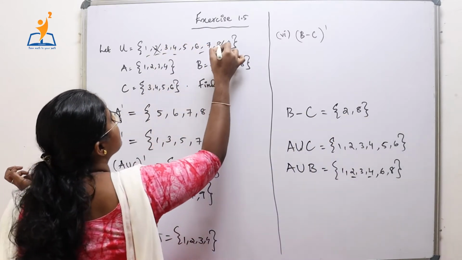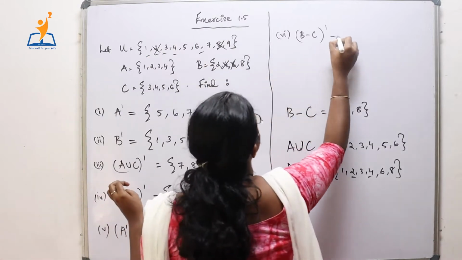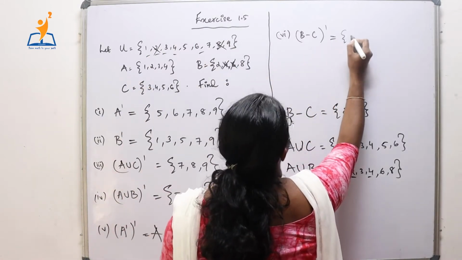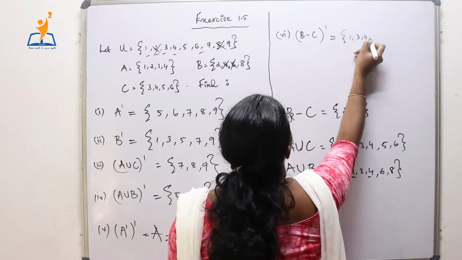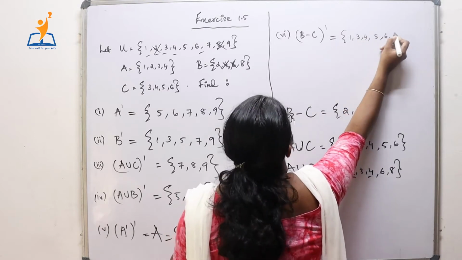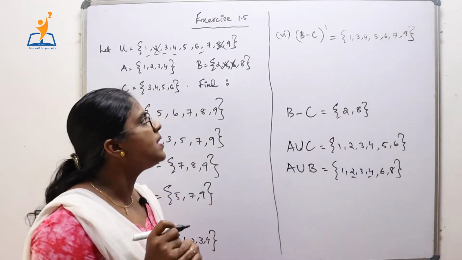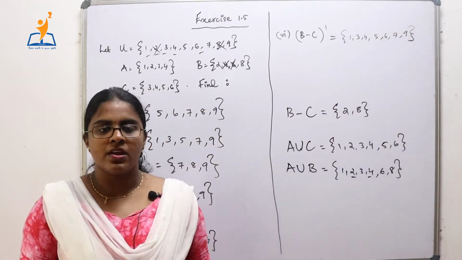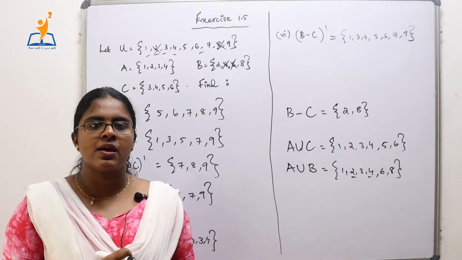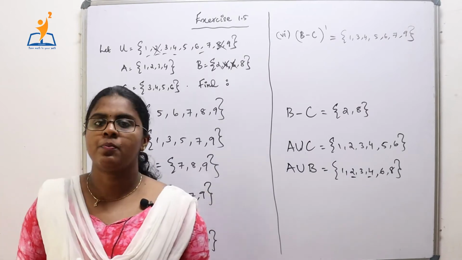Avoiding 2 and 8 from the universal set, we have the remaining elements 1, 3, 4, 5, 6, 7 and 9, and this is our set B minus C, the whole complement. So that's the end of question number 1 from exercise 1.5.